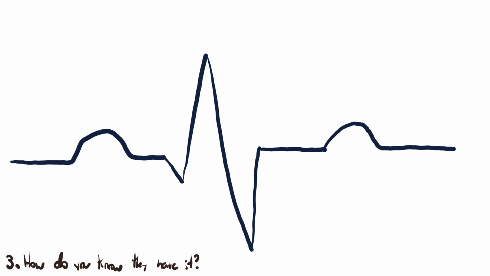So for an EKG, this is what a standard heartbeat looks like. You have your P wave, you have your QRS complex, and you have your T wave. Boom, P, QRS, T. So what you're looking for in this scenario is something called an ST segment elevation.